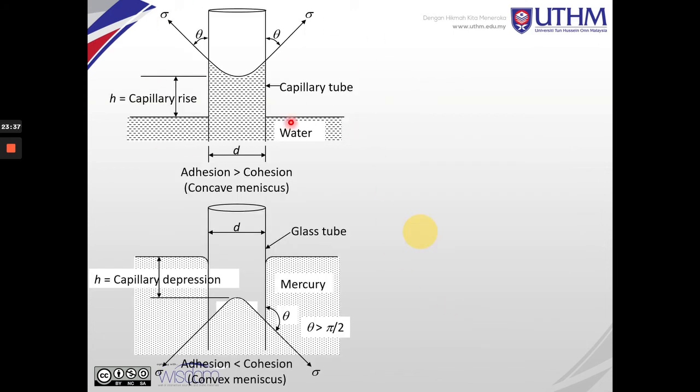So this is also the concept of the capillary tube. Adhesion is more than cohesion, so they have the concave meniscus like this one, the U shape, using the water here. But with mercury, adhesion is less than cohesion, so we get the convex meniscus, the dome shape. The dome shape is for the glass with the mercury, and the U shape is for the glass with the water.